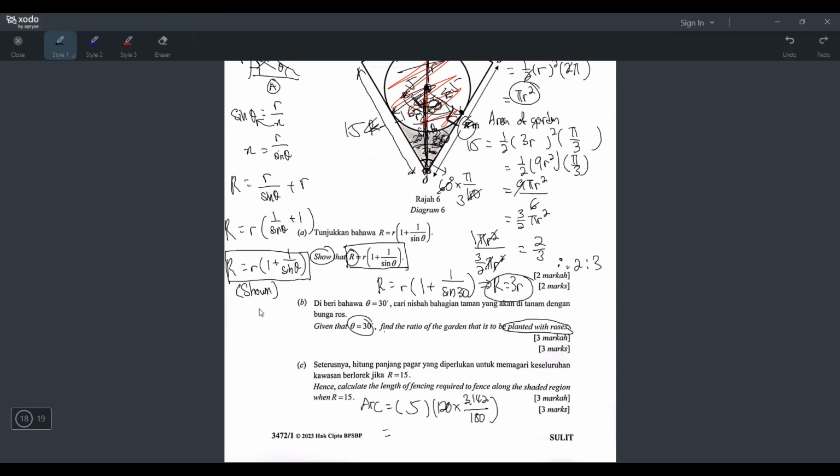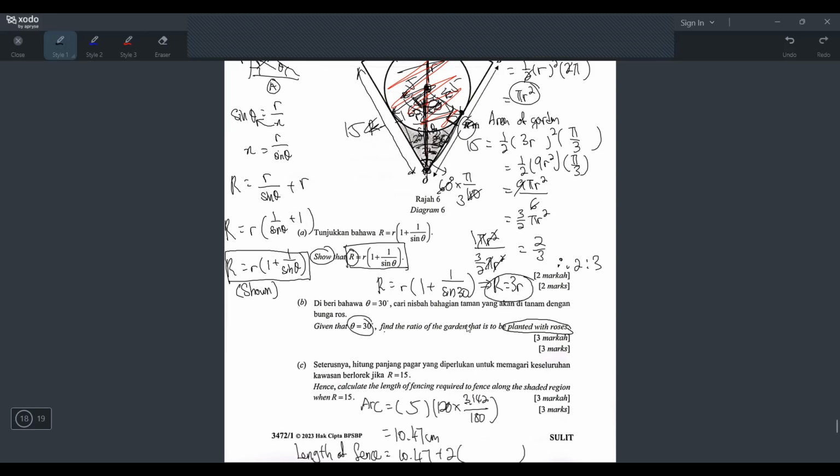But this is not the answer. This is just the arc, right? I'm finding the perimeter, because they want the length of fence required. So I'll just write perimeter, or you can also write length of fence. Length of fence means perimeter, it's the same. It will be 10.47. Still have to add this length and this length. And guess what? These two lengths will be the same. So you just have to find the length here and then times 2, right?